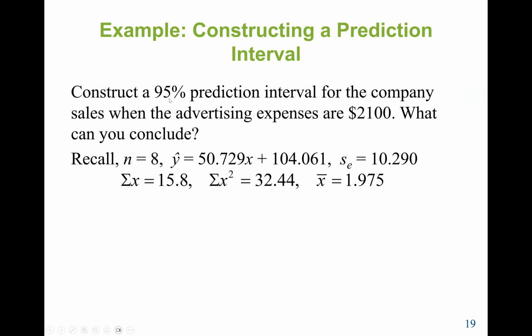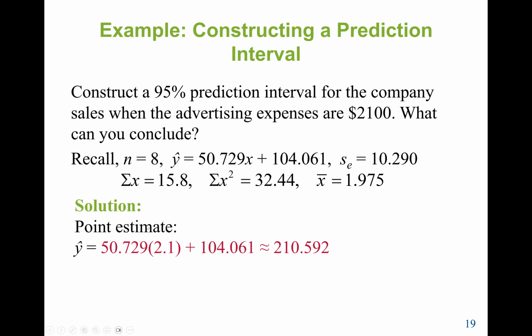A question is given here: construct a 95% prediction interval for the company sales when the advertising expenses are 2,100. What can you conclude? This is a previous example from 9.2. You can recall the sample size is 8. We already have the regression equation, Y hat equals 50.729x plus 104.061. We also found the standard error on the previous slide, which gave us 10.290. We know the sum of x, the sum of x squared, and the x bar, or the x mean.